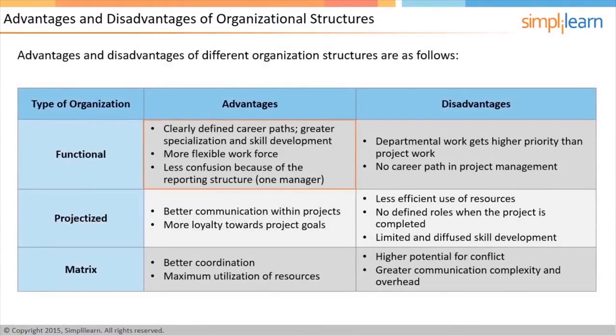The advantage of functional organizations is that resources may find clearly defined career paths and achieve specialization and skill development in their respective fields. It will be a flexible workforce since only one manager will be responsible, avoiding confusion. The disadvantage of such organization type is that project work is hampered. Department work is always given higher priority than the project work. In addition, there is no career path in project management, which leads to lower interest in projects.